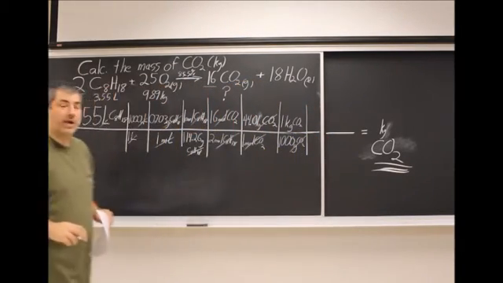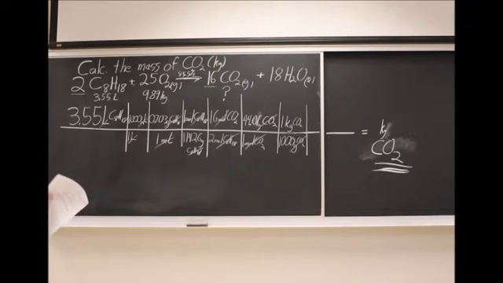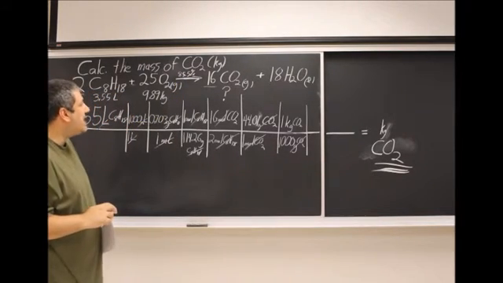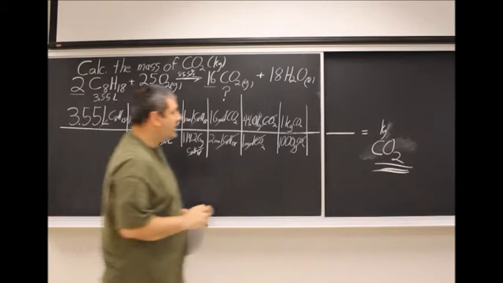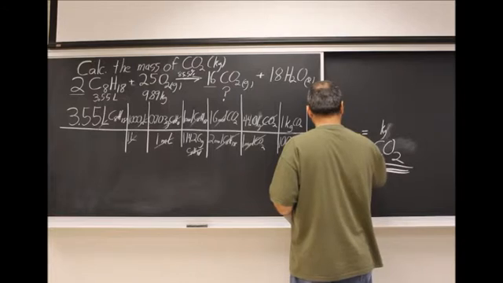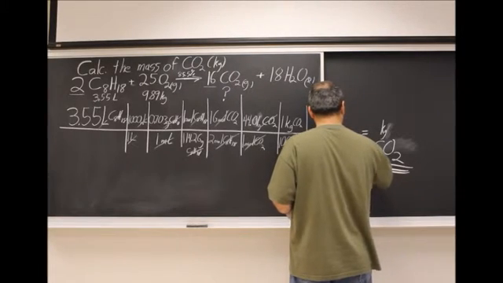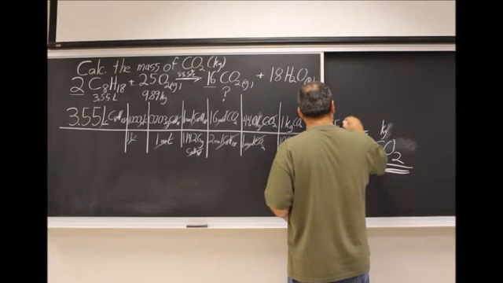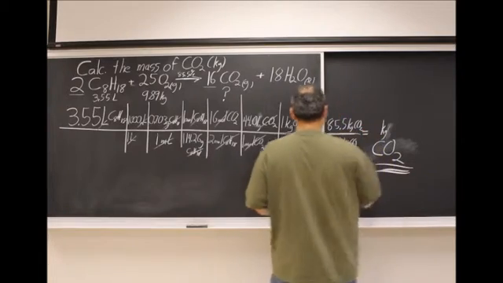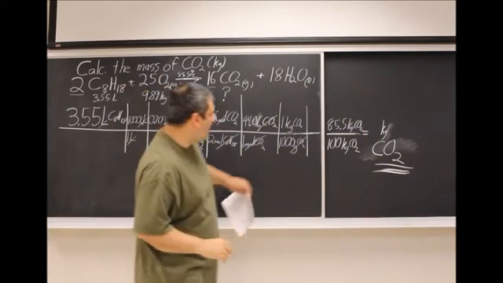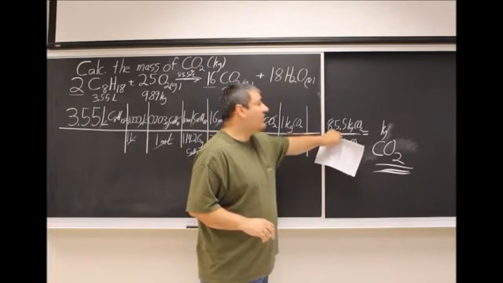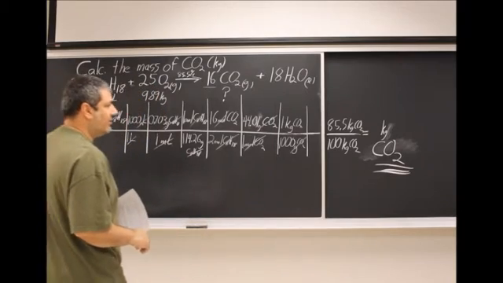Grams of CO2, kilograms. I would be done except for one thing. I gave you a percent yield. This reaction is 85.5% yield. So the way we can represent that: for every 100 kilograms of CO2 I produce in theory, I isolate 85.5 kilograms of CO2. Sorry, I'm going from one board to another.